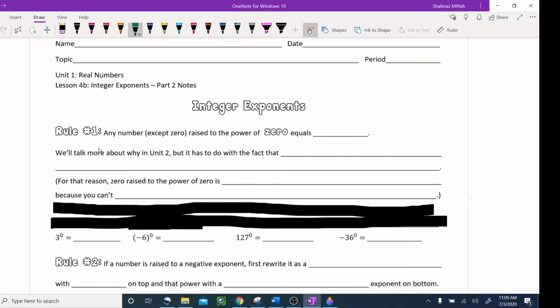So integer exponents, rule number one: any number except zero raised to the power of zero equals one. Anything raised to the power zero is going to be one, except zero. You can't raise zero to the zero. We will do this in more detail in unit two, but it has to do with the fact that any number divided by itself equals one. For that reason, zero raised to the power of zero is undefined, because you can't divide by zero.